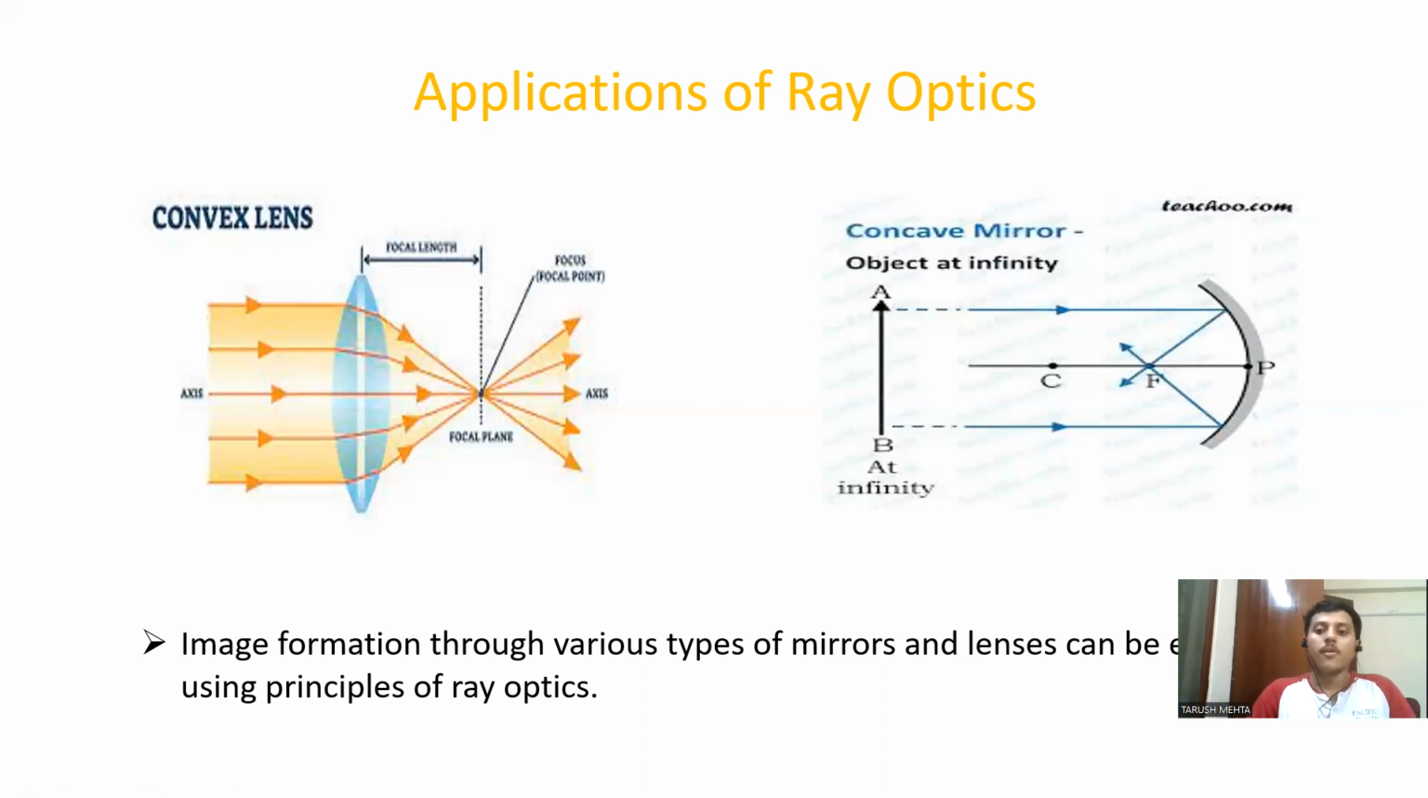The image formation through these various types of mirrors and lenses can be explained using the principles of ray optics. For example, in a convex lens, the image formed is real and inverted, whereas in a concave lens, the image formed is virtual and erect. Then, depending upon the position of the object, the size of the image as well as the distance of the image from the mirror or the lens also changes. All these phenomena can be explained using ray optics.